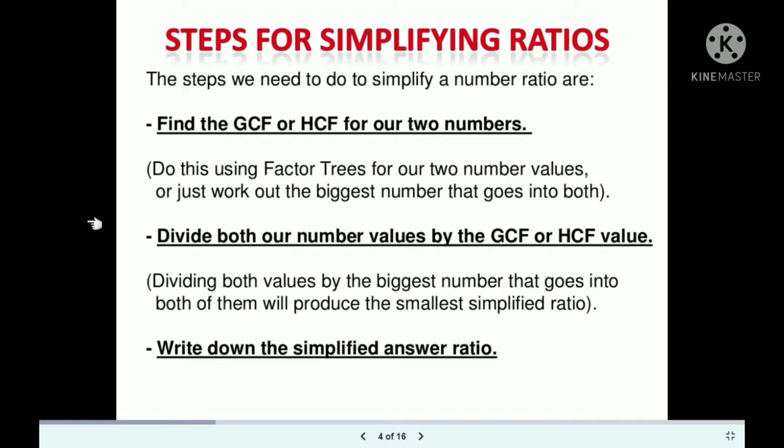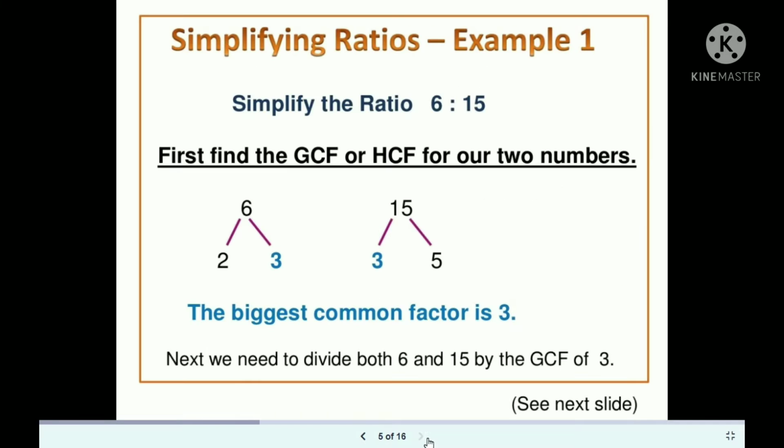So ganun lang, kadali ang ating gagawin. Una, hahanap lang po kayo ng GCF ng given ratio. And then, pag nahanap na ang GCF, i-divide mo ngayon yan doon sa number values na given. At syempre, isulat kung ano ang simplified ratio.